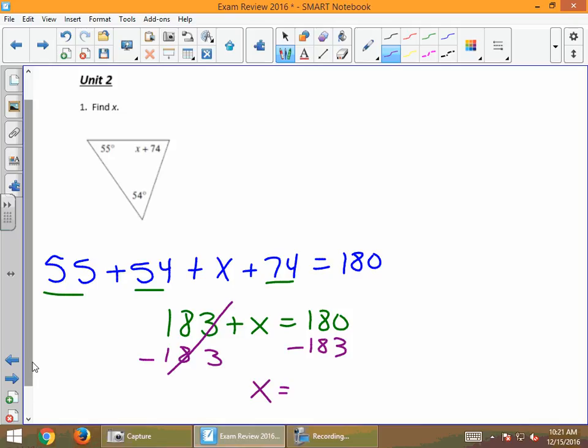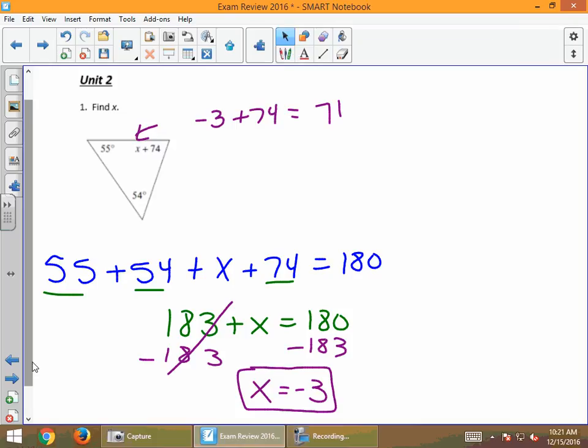Negative 3. That's okay. If your X is negative, that's fine. If that makes you nervous, why did I get a negative X? Plug it back in to check. If we take negative 3 and plug it in for X here, what's negative 3 plus 74? 71. Our angle measure was a positive number. That's okay. X could be negative. Your angle or your segment or whatever you're trying to find can't be negative. So as long as you take X and plug it in, you get a positive answer, you're fine.